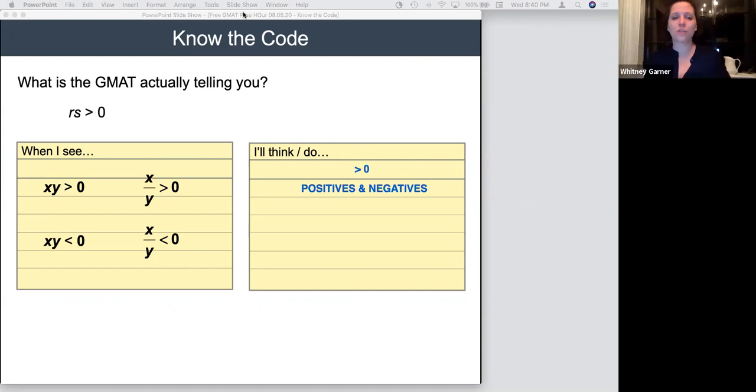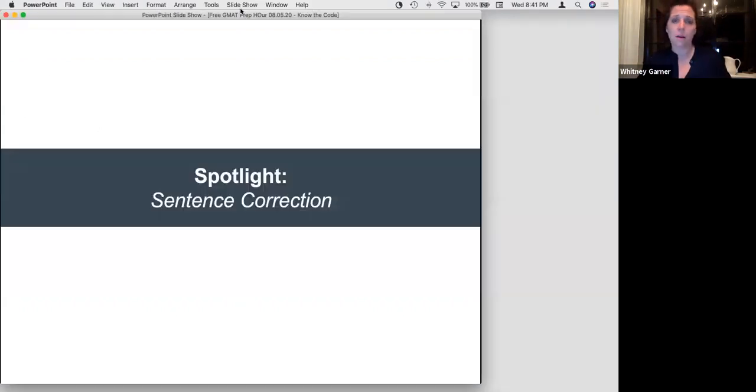Okay, so I told you guys, though, that this isn't just a quant thing, although I think for quant it's a little bit more obvious. So we are going to look at this in verbal. So we'll start with sentence correction, right? So we'll do a little spotlight there. Reminder that sentence correction is the GMAT's question that tests grammar, that you will have a sentence with some portion underlined, and then 5 choices. Choice A will be the original, and then 4 other choices that change up the wording of the answer choice.